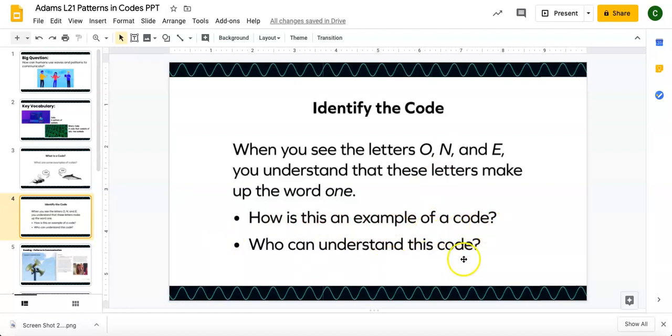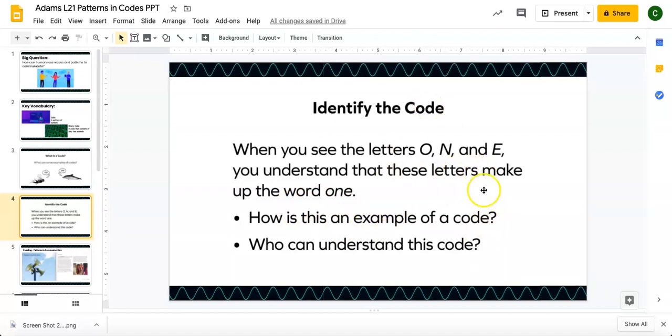Who can understand this code? Any human being that can read the English language can understand this code. Yesterday we talked quickly in the text about how Chinese people actually use symbols and not letters as their way of speaking and communicating with one another. So depending on if they're diverse and they understand the English language, they may not understand what ONE is, but we are able to because we've grown up reading and understanding the English language.